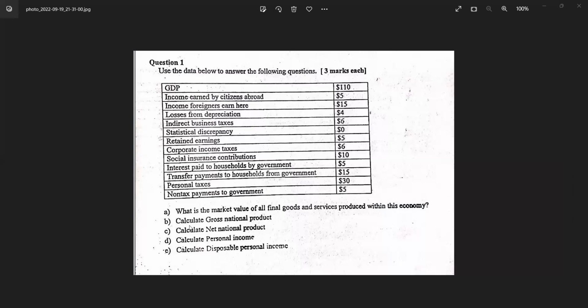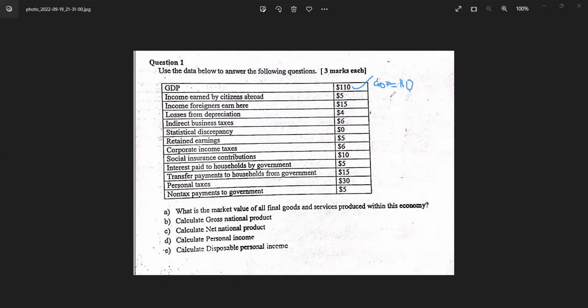Okay. Calculate gross national product, the GNP. So we know that GDP is equal to GDP plus net factor income. How much do you get for the GDP? And the net factor income from abroad is -10. So it will be $100.